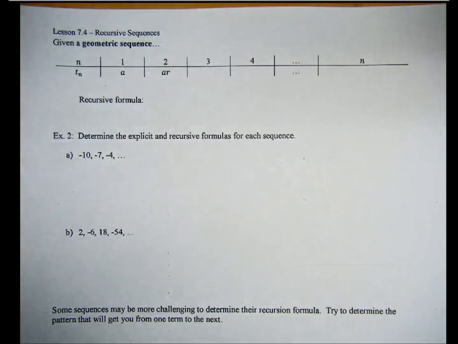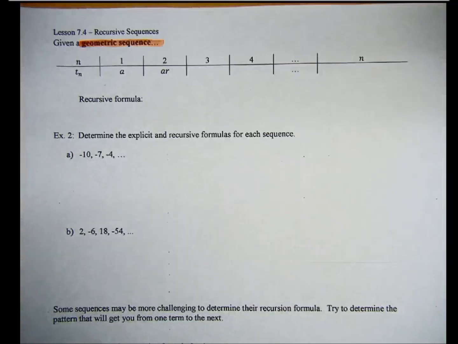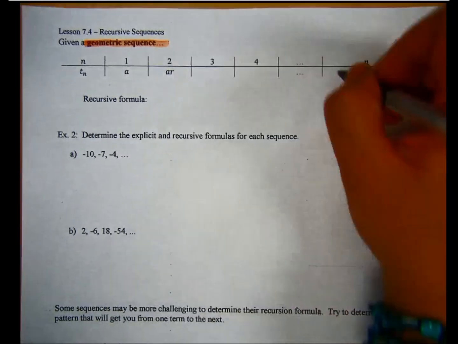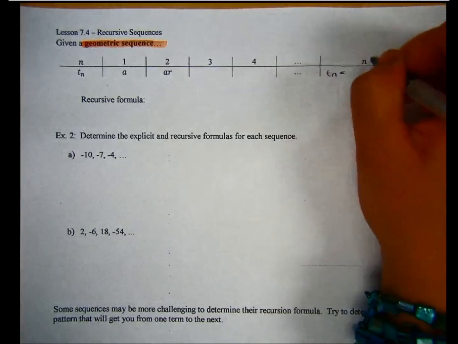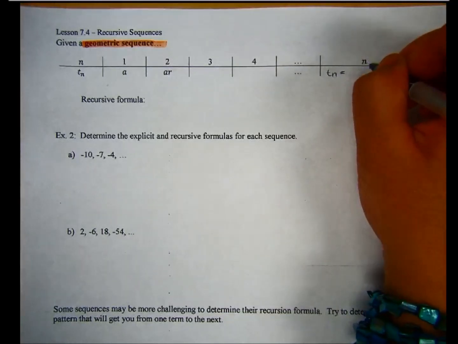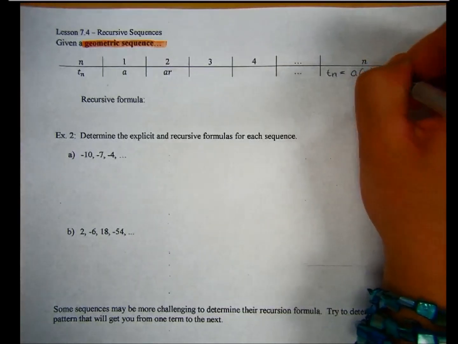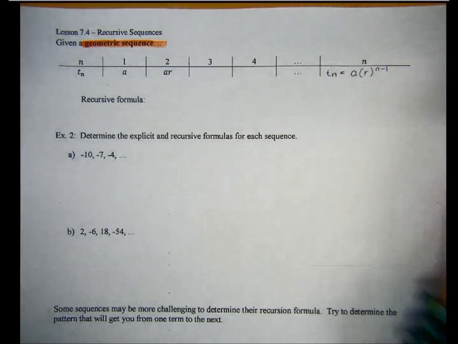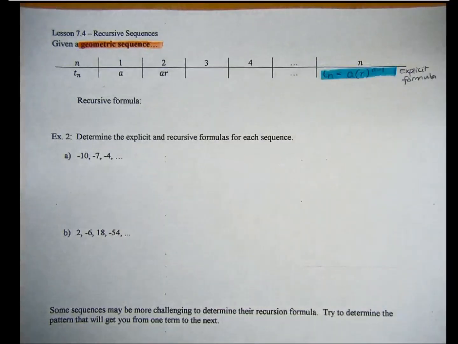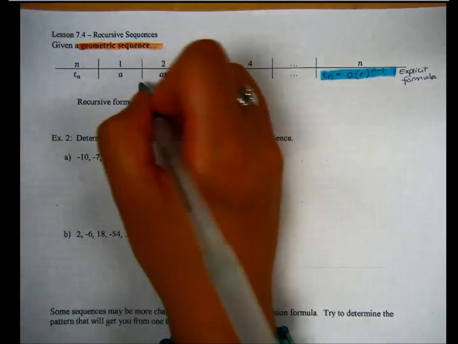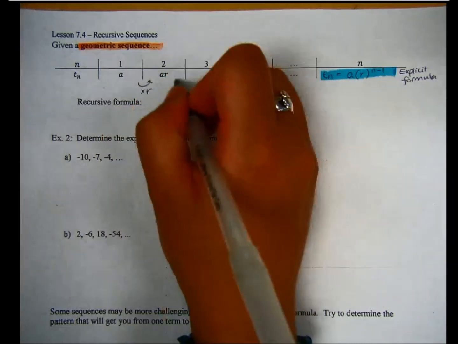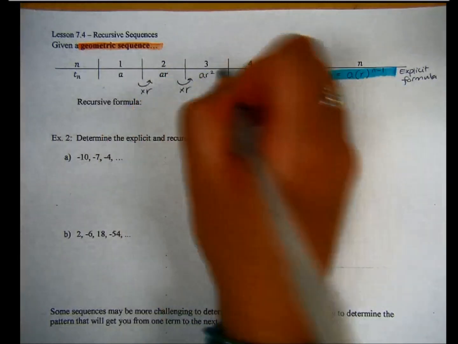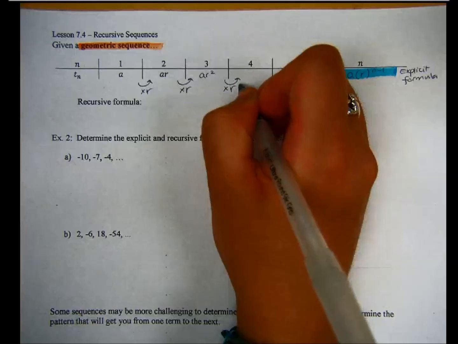Same deal with geometric sequences. We can express them using an explicit formula as well as a recursive formula. Again, recall from all the way back, lesson 7.1, the general term of a geometric sequence was a r to the exponent n minus 1. That's the explicit formula. And now the recursive formula, remember, we just need to multiply the previous term by r, and that's how we get the next term in the geometric sequence.